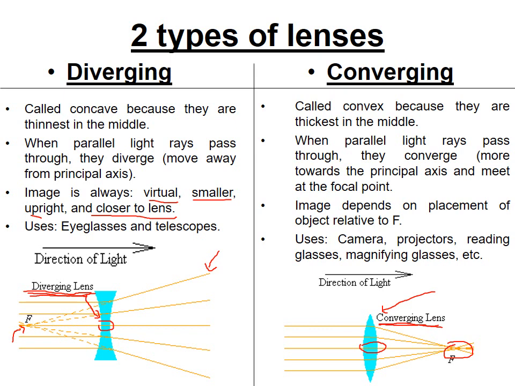For converging lenses, we can use them in cameras, projectors, reading glasses, and magnifying glasses. And again, you're going to read up on that when you do your independent research on the application of lenses.